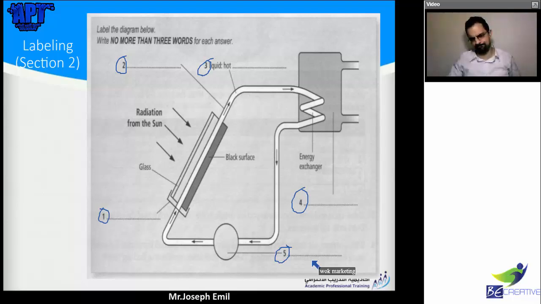The oil expands and rises up the pipe into the energy exchanger, which is located up here in the water tank. Sometimes we have to use a pump as well to help the liquid along. It's a remarkably efficient system when you think about it.